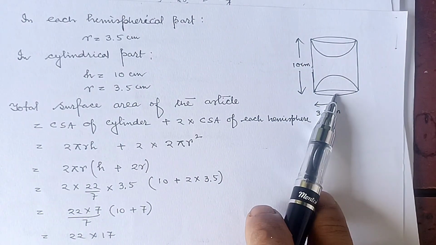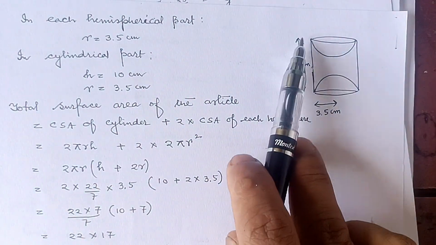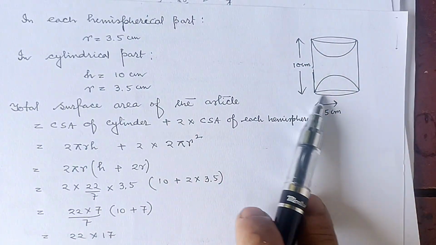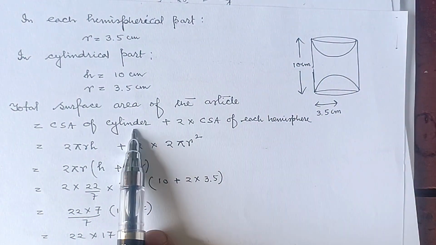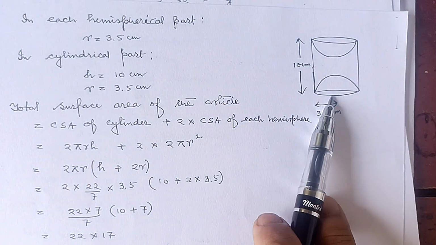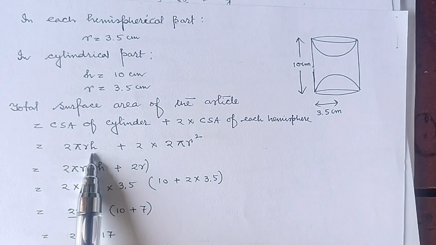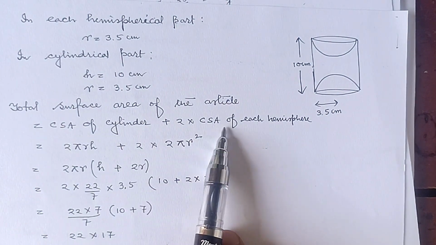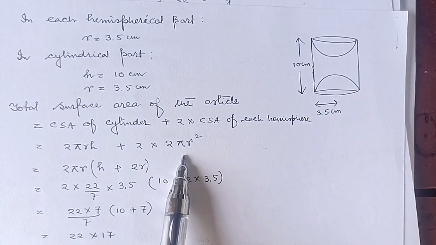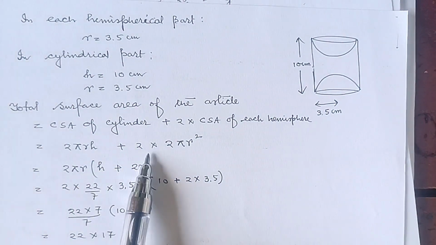So in case of hemispherical end, radius is 3.5 centimeter. In case of cylinder, height is 10 centimeter and radius is 3.5 centimeter. Now total surface area of this figure will be curved surface area of the cylinder plus 2 into curved surface area of hemisphere, because there are two hemispheres, so we have to multiply by 2. Curved surface area of the cylinder is 2 pi rh plus 2 into curved surface area of each hemisphere. We know curved surface area of each hemisphere is 2 pi r square, so it is 2 into 2 pi r square. 2 pi r common, h plus twice r.